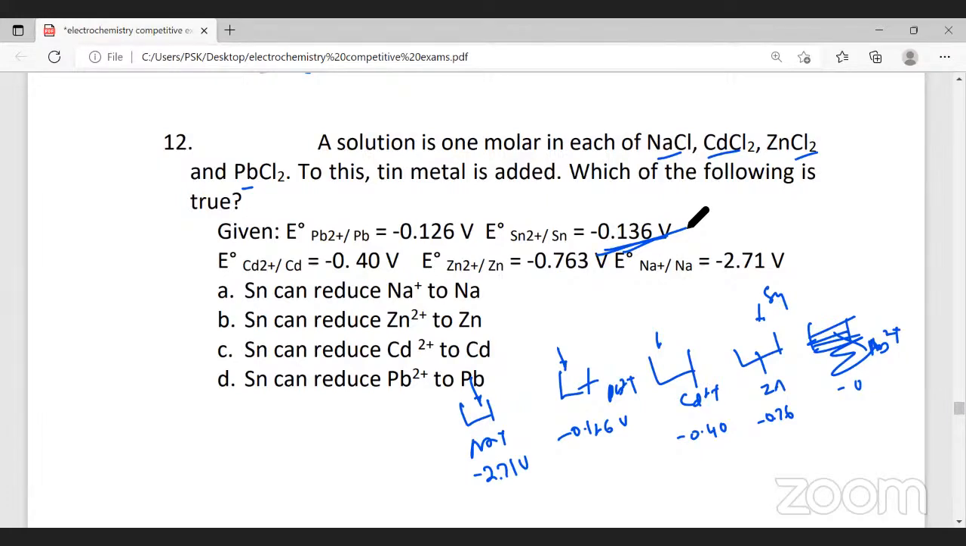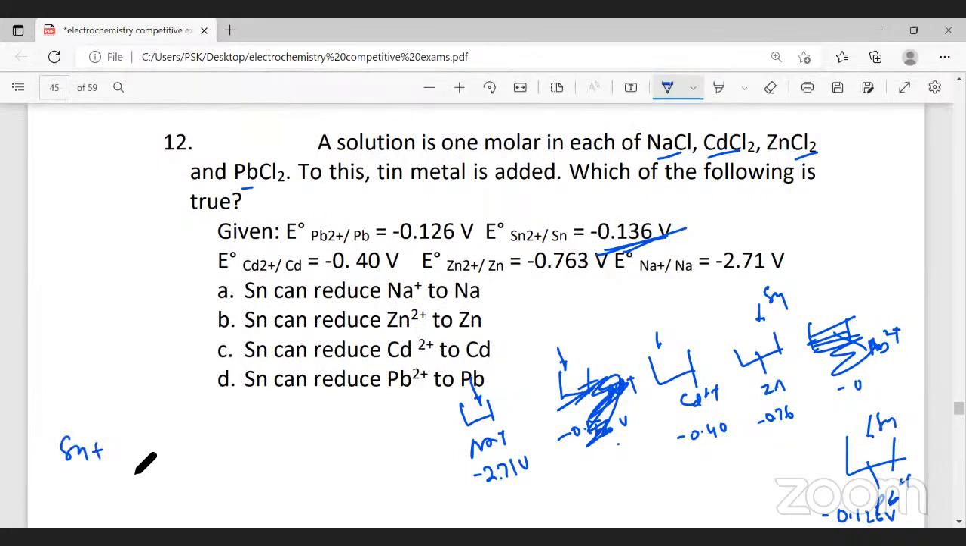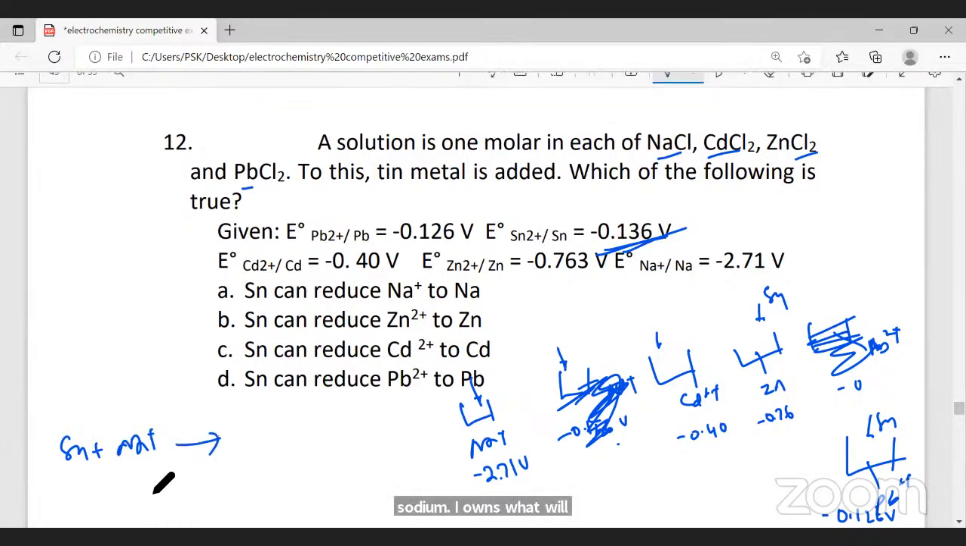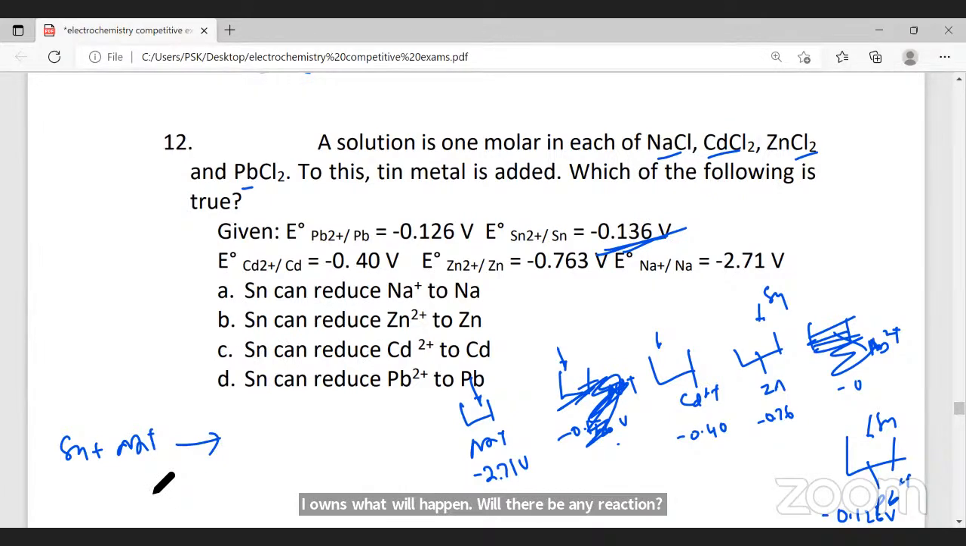Before we answer the question, the lead should be in the fourth place, as per the order sodium, cadmium, zinc, and lead, with a potential of minus 0.126 volt. Now in all this, tin is added. So what happens when tin is added to sodium ions? Will there be any reaction? Yes or no?